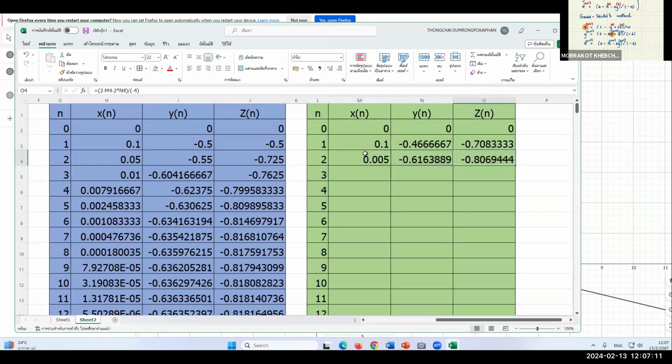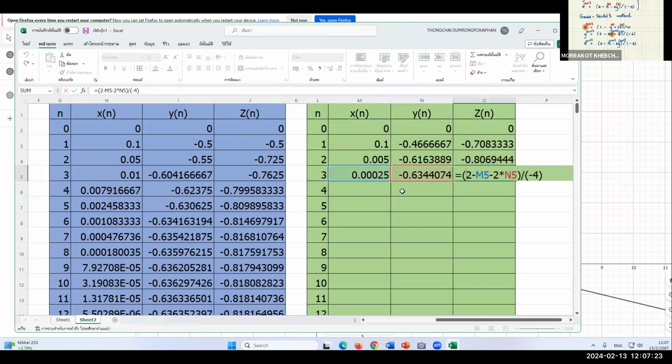And then do the same thing here. This we use the one above. This we use x in the front. This we use x and y in the front. Okay, so now I copy.